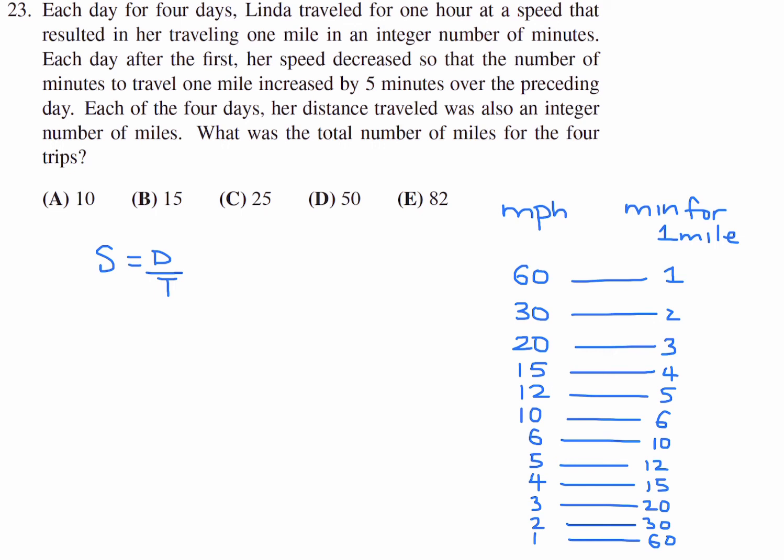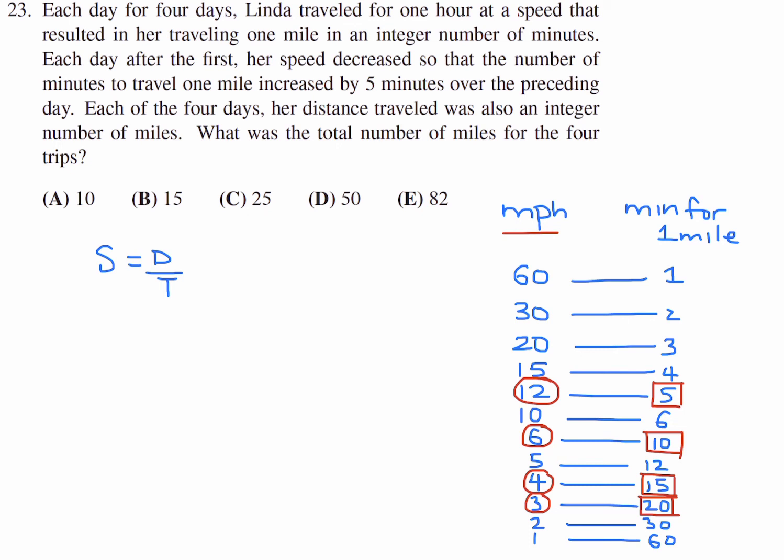So they're saying that she is traveling in a way so that every time the number of minutes to travel 1 mile increased by 5 minutes. Okay, so I think she initially took 5 minutes, like that, and then increased by 5 minutes, so 10 minutes, and then 15 minutes, and then 20 minutes. That's the only way to do it. So that means her speeds were 12, 6, 4, and 3 miles per hour. So what was the total number of miles?